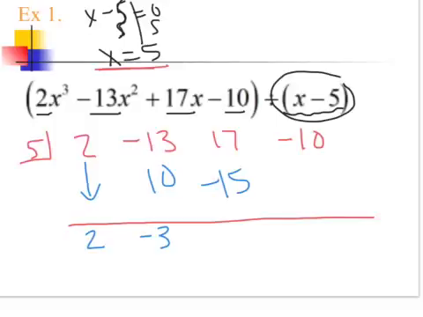Now add straight down. 17 plus negative 15 is 2. Multiply that by the number in the box. 2 times 5 is 10. Put that in the next column. Add straight down. Negative 10 plus 10 is 0. Now, there's a couple things here. This first thing is this number that's on the end, this 0 over here. Whatever this last number is, this one's going to be your remainder.